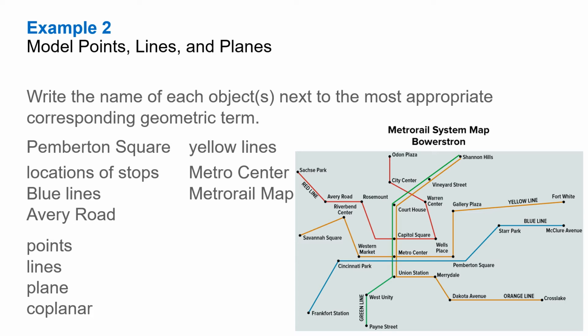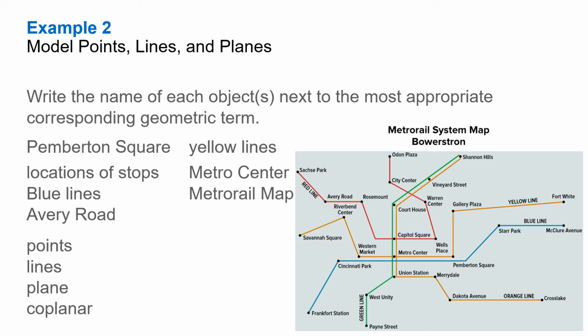Write the name of each object next to the most appropriate corresponding geometric term. So if we look, the first geometric term is points. And points are usually represented by dots. So what do all of these dots represent? They represent locations of stops.